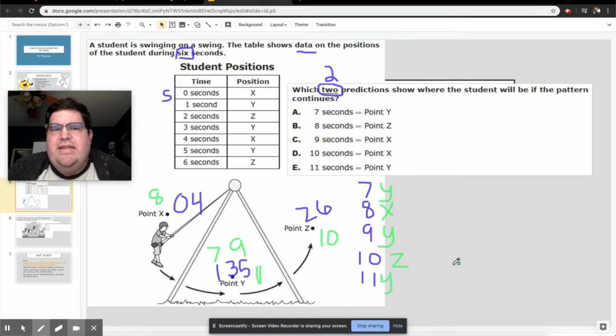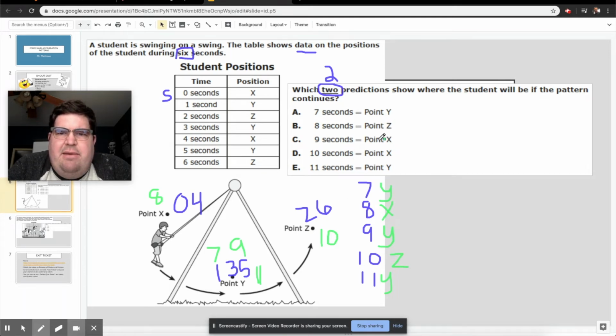All right, so let's see if there's a pattern here that we can tell. X, Y, Z, Y, X, Y, Z, Y, X, Y, Z, Y. So we're noticing a pattern here. Remember we talked earlier about this idea of a pattern of force and motion. There's a back and forth pattern, particularly with this swing. All right, so let's see which answers match up with our work here.